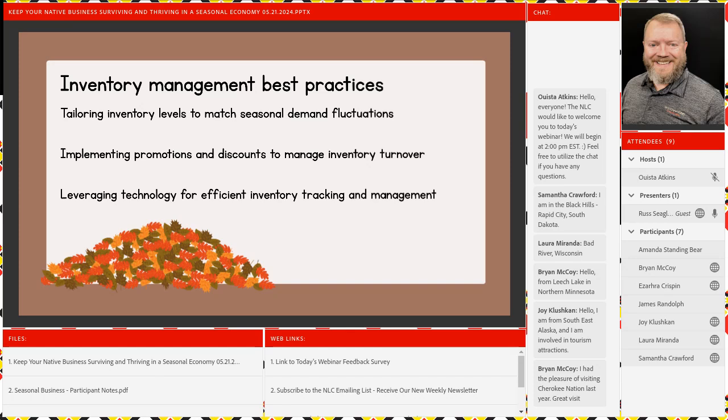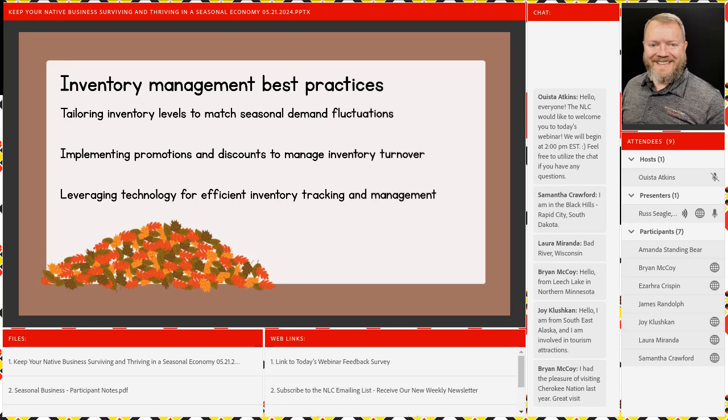And so I'm always kind of fussing at these people about, you need to do a better job because they've got one little shop, but they've got 5 warehouses full of stuff that they'll never sell. But buying items for a Christmas shop has almost become an addiction for some of those folks. So we need to tailor our inventory levels to match seasonal demand fluctuations.